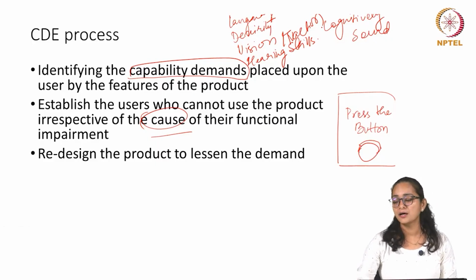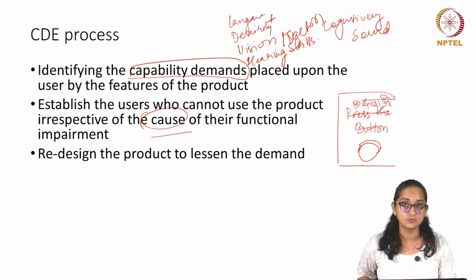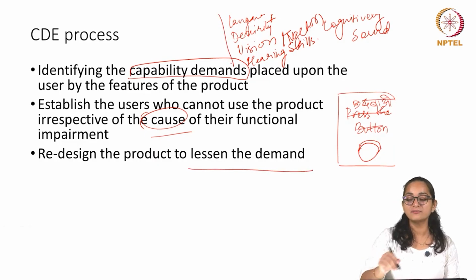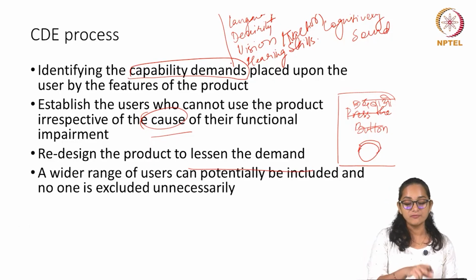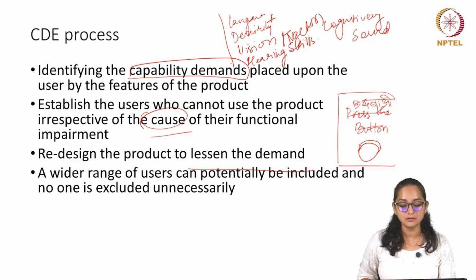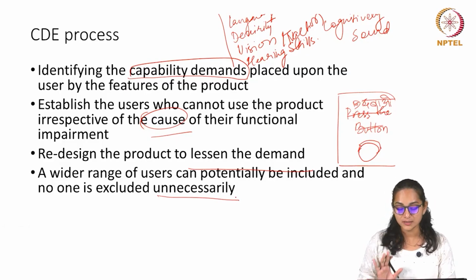So similarly, if the language can keep changing, if we can include more languages, all of those aspects we can try to do so that this list of demands is as small as possible. So a wider range of users can potentially be included and no one is excluded unnecessarily. So we have to try to see that unnecessarily some user is not getting excluded. That is the most important aspect.